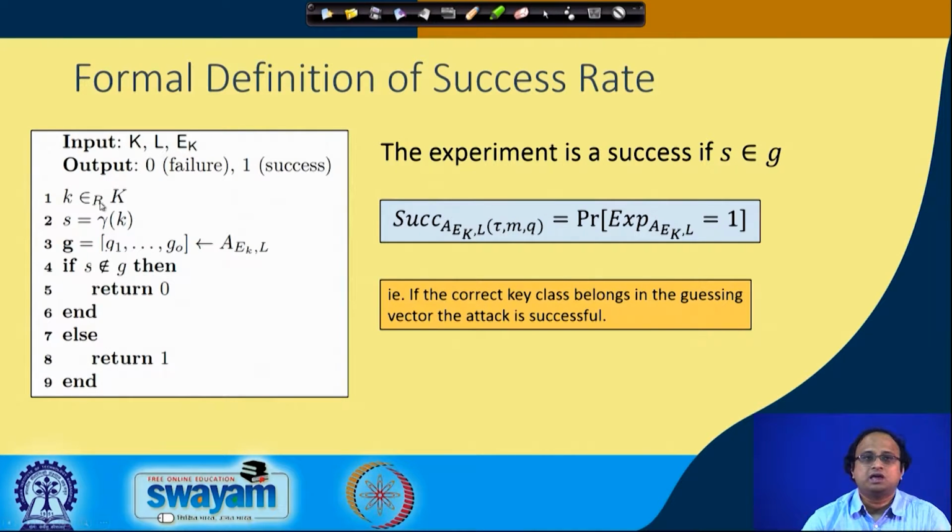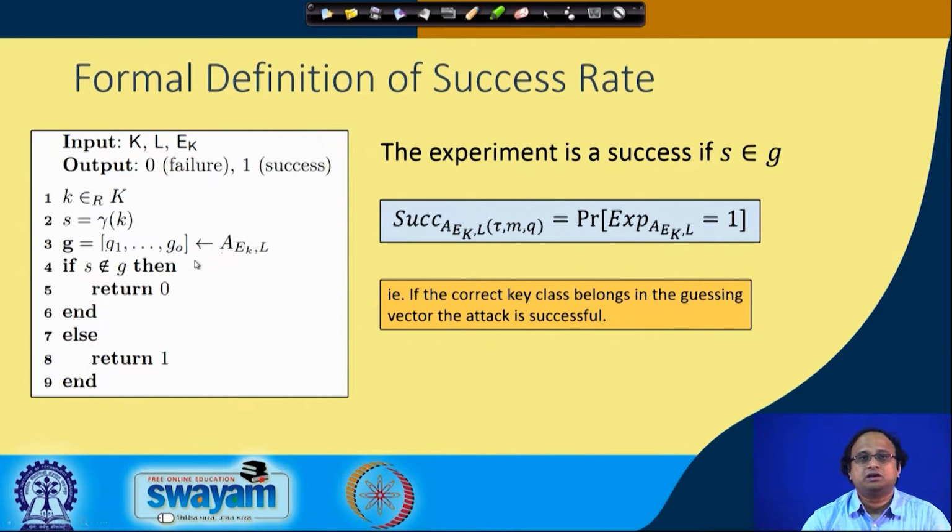So, if you take any member of this key space, say denoted by small k, and if I map this k to S, that means S is my correct key class. The adversary is bounded by tau, M and Q: it is a polynomially bounded adversary which can make at maximum Q queries, its memory access is bounded by M, and its runtime is bounded by tau.